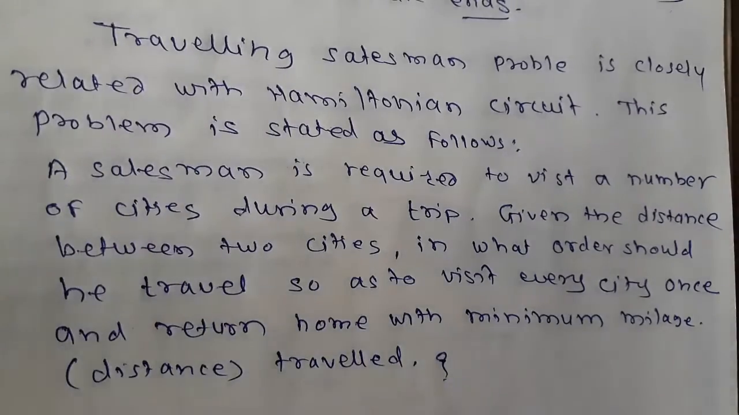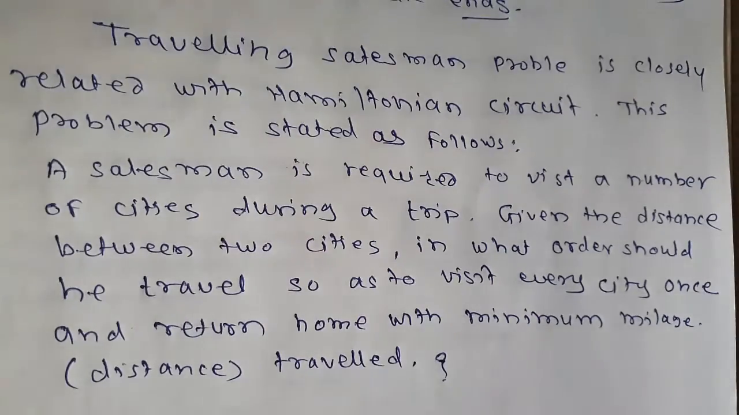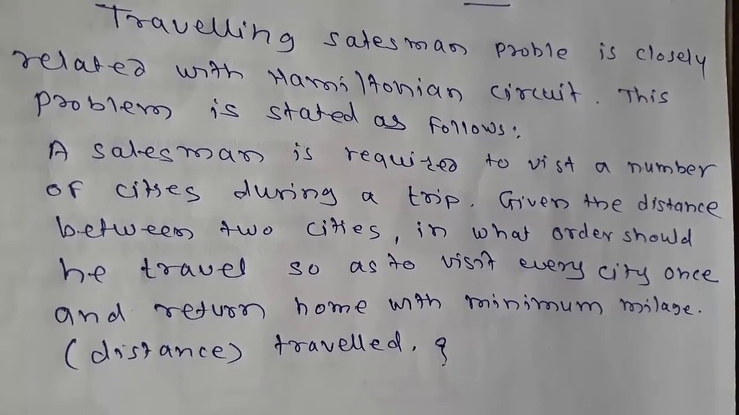What is traveling salesman problem? This problem is stated as follows. A salesman is required to visit a number of cities during a trip. It is given that the distance between two cities. In what order should he travel so as to visit every city exactly once and return home with minimum distance traveled? This is the problem.